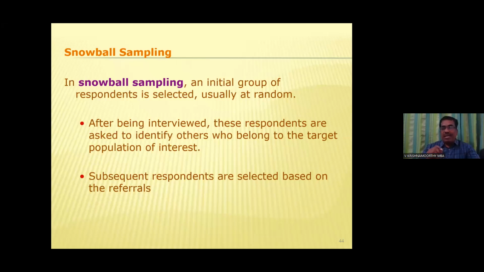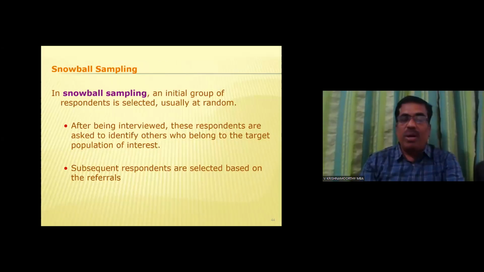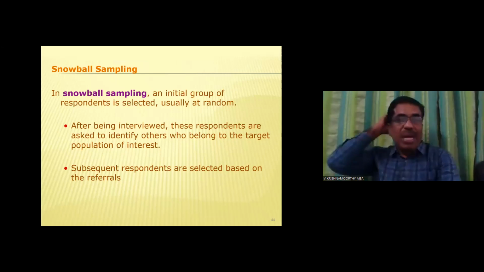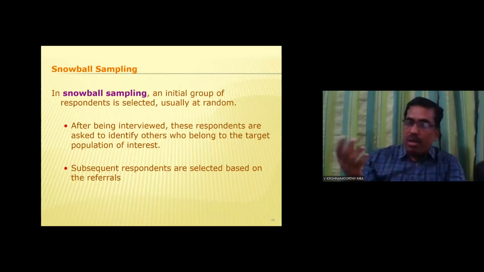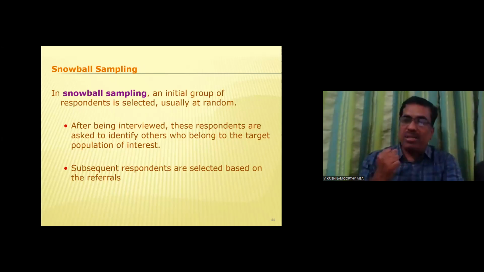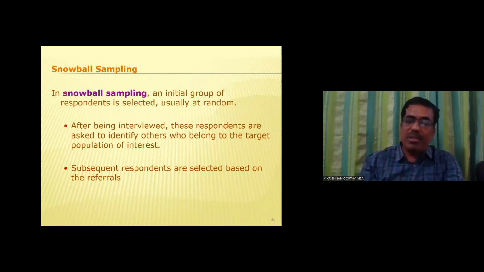Okay. So, for example, you would like to collect data on the smoking habits of students. How can you collect data? You cannot ask this question directly in the classroom, because students feel that it's a very sensitive question. Even if you ask, you will not get any response. So in snowball sampling, an initial group of respondents is selected, usually at random. One day you have seen one student smoking, so immediately you got a student.